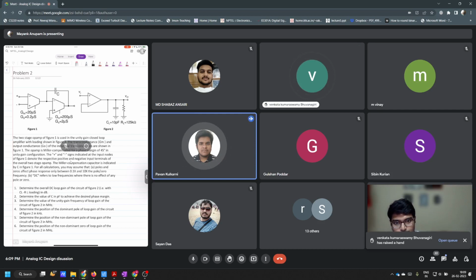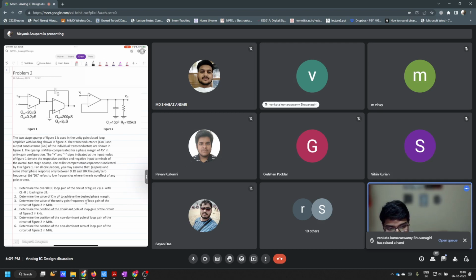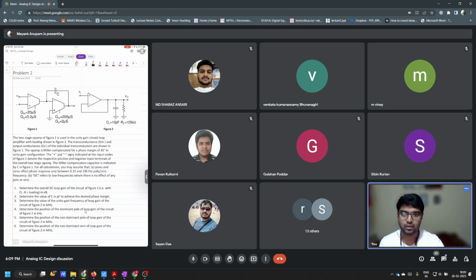Which textbook, sir? Name? The textbook is Sergio Franco. That is the textbook. The other textbook is by Professor Behzad Razavi. These are the two textbooks. You can also go through the ICS website. ICS website is basically the IC design website of IIT Madras. All the courses that they take in this area, they also upload the lectures there, and the assignments are also uploaded there. You can look at these assignments, but their difficulty level is slightly higher.